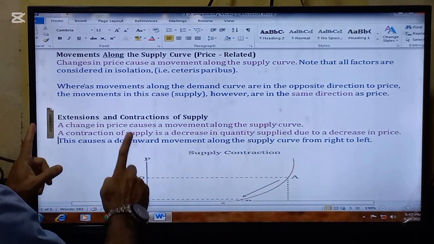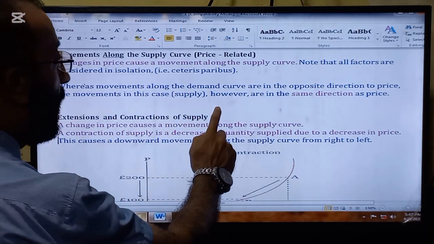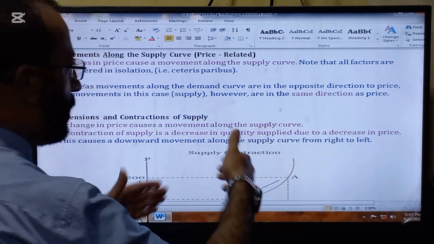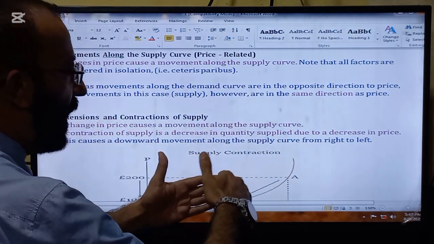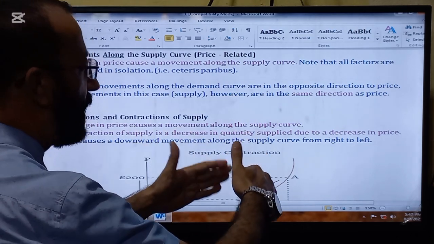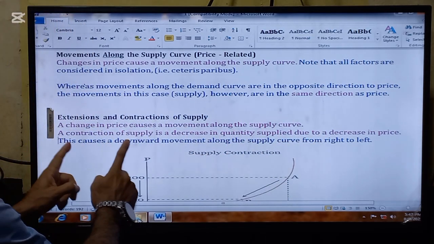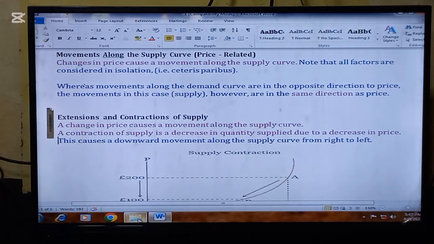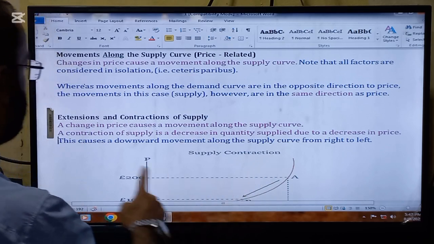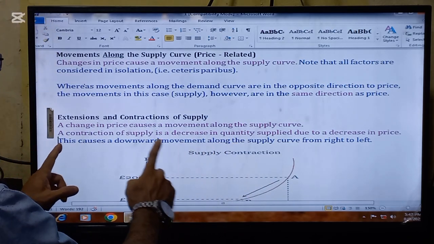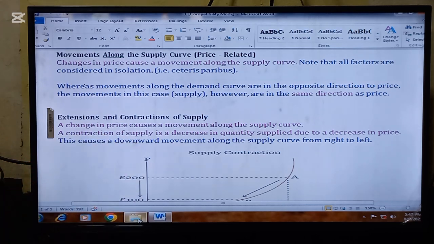But in the case of supply, the movements are, however, in the same direction. So in the case of supply, if the prices go up, the quantity supplied also goes up. Extensions and contractions of the supply. A change in the price causes a movement along the supply curve. So this is the point to be remembered. The movement along the supply curve is because of the change in the price.